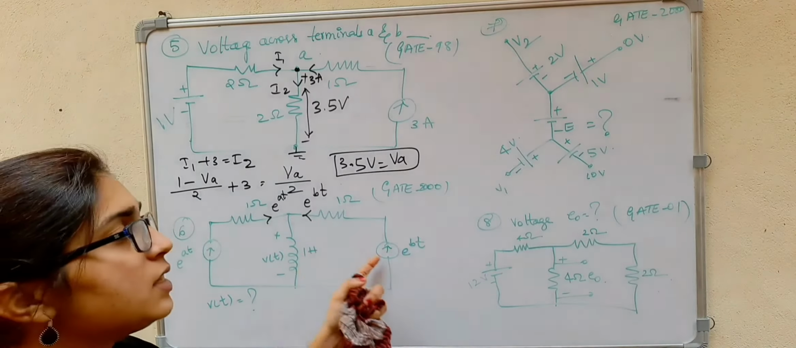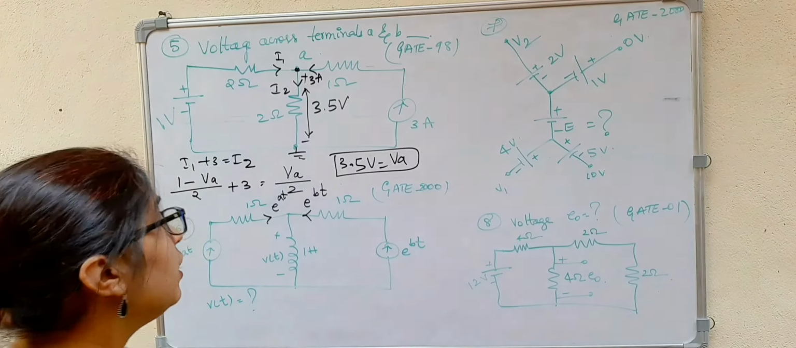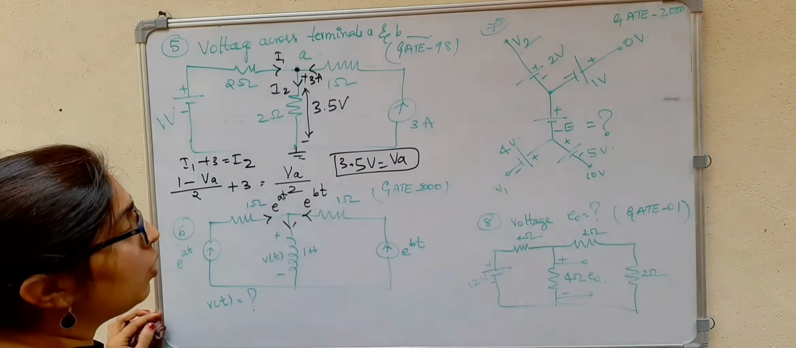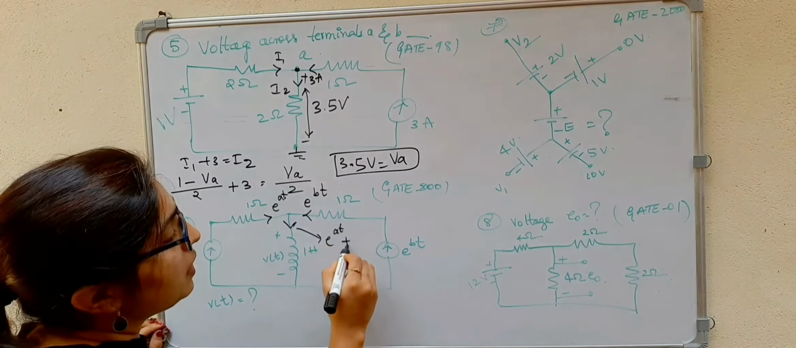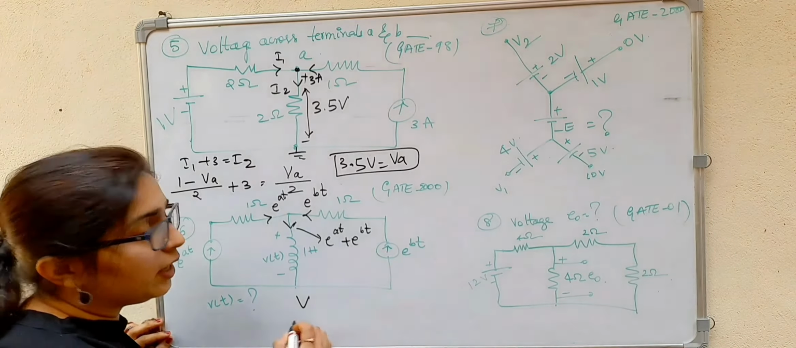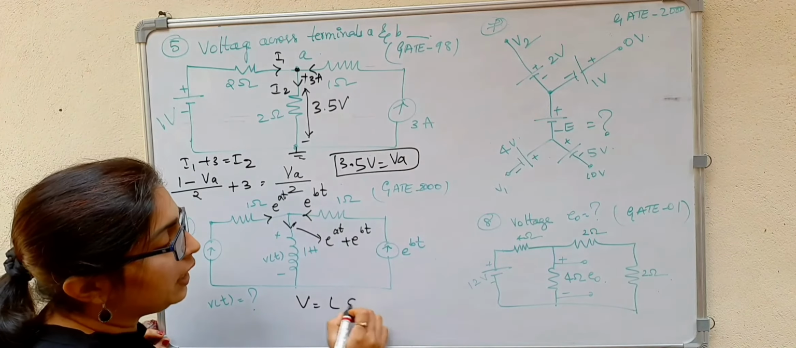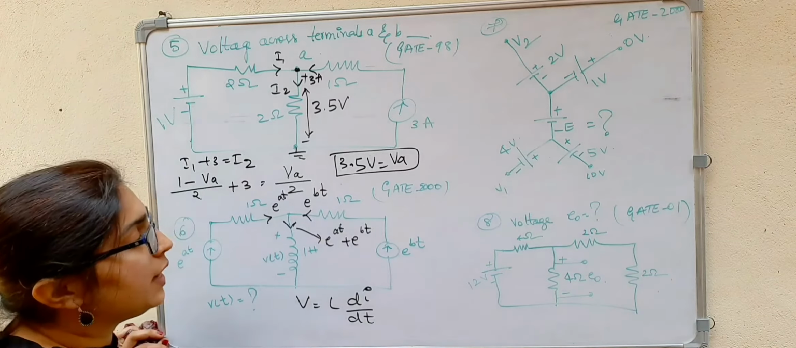So the resistor in series with the current source does not have any effect on the current. Okay. So what will be our outgoing current here? That will be equal to e to the power of AT plus e to the power BT. So you know the voltage of the inductor is equal to L into di by dt. So this is the formula for the voltage across the inductor.